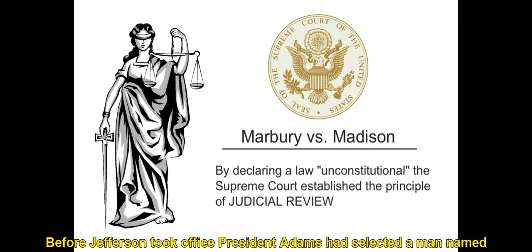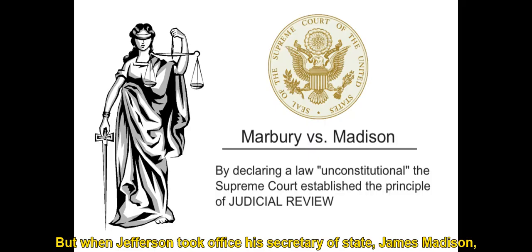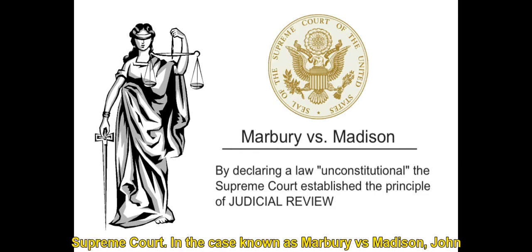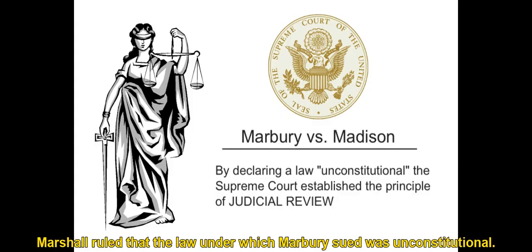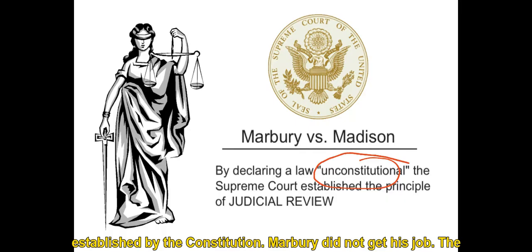Before Jefferson took office, President Adams had selected a man named William Marbury for a job in Washington, D.C. But when Jefferson took office, his Secretary of State, James Madison, refused to give Marbury his job. Marbury sued, and the case went to the Supreme Court. In the case known as Marbury versus Madison, John Marshall ruled that the law under which Marbury sued was unconstitutional. That is, it went against the laws established by the Constitution. Marbury did not get his job.